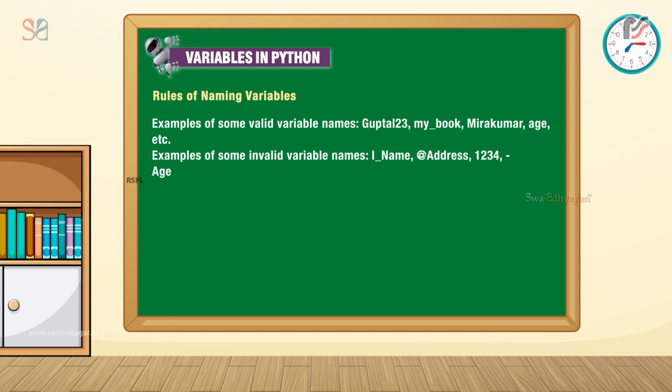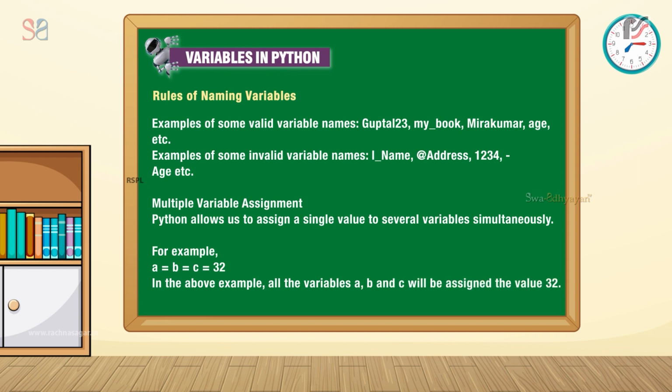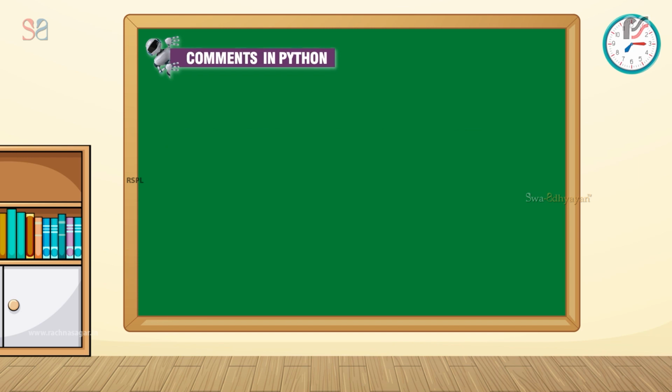Let's quickly see multiple variable assignment. Python allows us to assign a single value to several variables simultaneously. For example, a = b = c = 32. Moving to comments in Python.